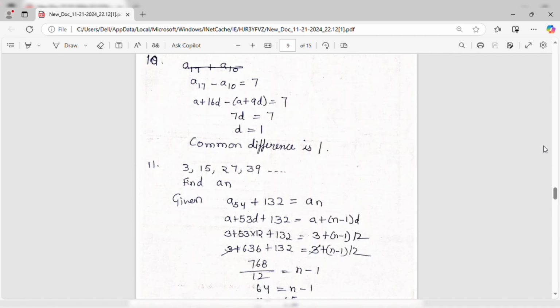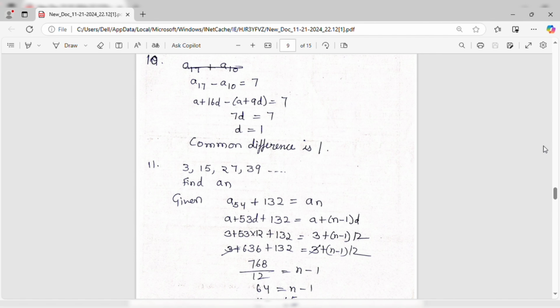Next question is question number 10. In this question, the 17th term of an AP exceeds its 10th term by 7. We have to find the common difference. So basically they are saying that a17 minus a10 is 7. So we will substitute a plus 16d for a17, and a plus 9d for a10, and we will get the value of d as 1. So the common difference is 1.